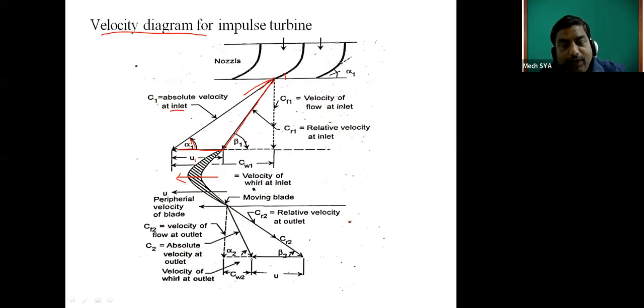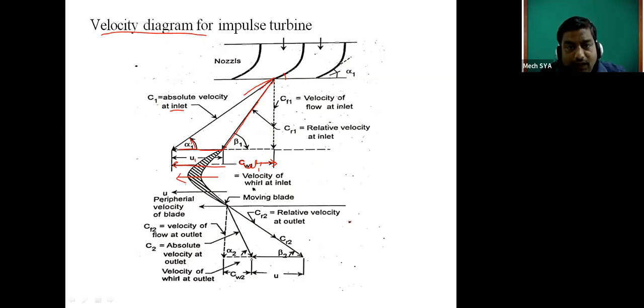It is called the blade angle at inlet. Now this C1, the absolute velocity coming from the nozzle, has two components. One is the horizontal or tangential direction component, called CW1, which is responsible for the whirling action of that particular blade. The rotary momentum is going to be CW1.